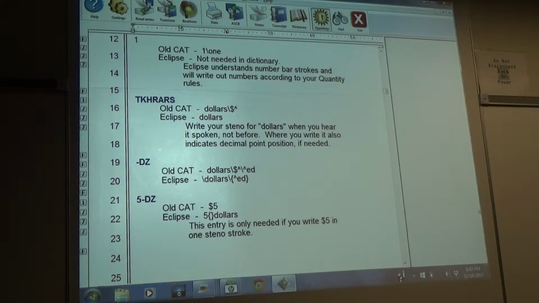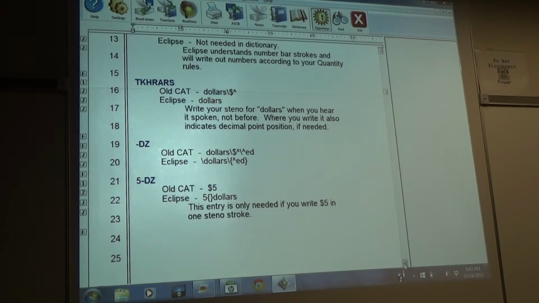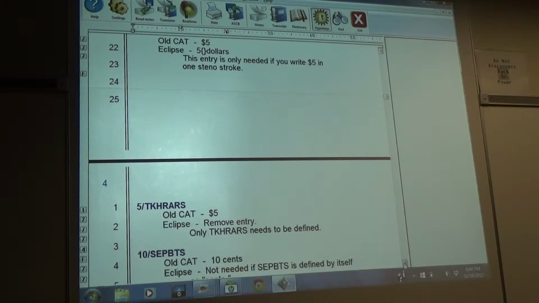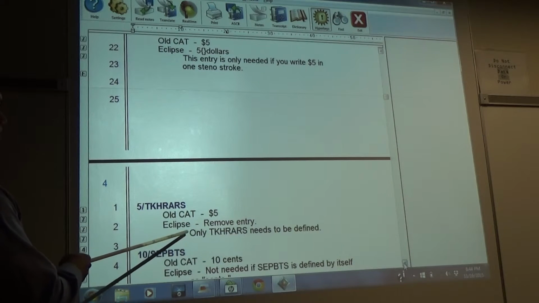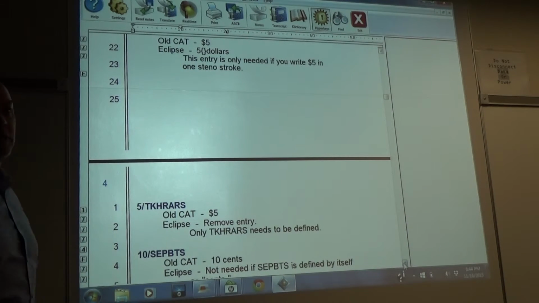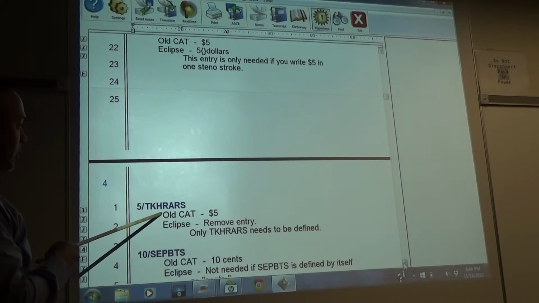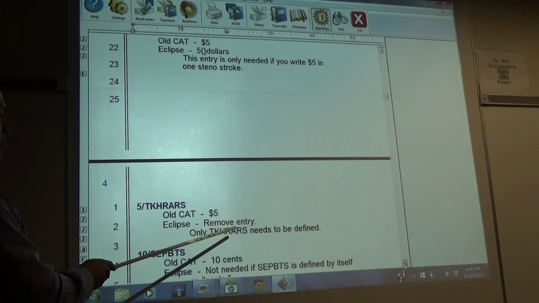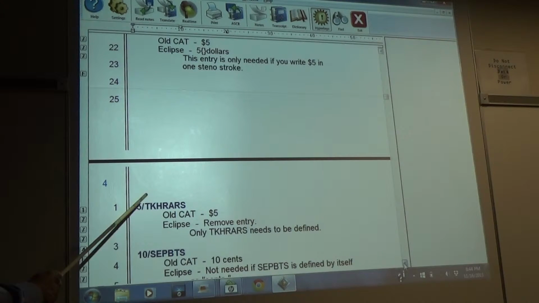Okay? But if you don't write it like this, don't worry about it. You don't have to worry about it. That's only if you write the number and the stroke together. This is what you're talking about. Yeah, where you write the 5, come back, dollars, then you don't have to do anything. The 5 stands by itself, and the dollars just needs to be converted to dollars, DOLLARS.